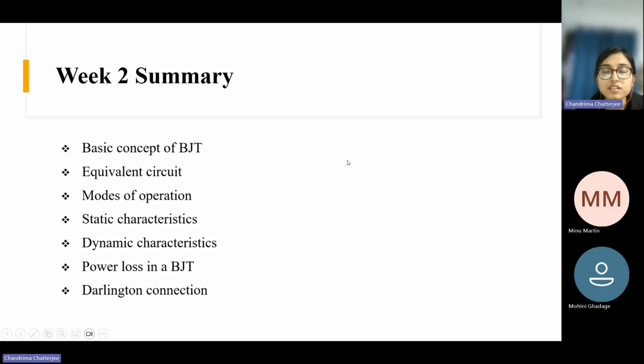Just as we discussed the different characteristics and power loss for the diode, similarly we will discuss them for the BJT as well. These are the topics that we will cover today. First, the basic concept of BJT and how it operates. Then the equivalent circuit of the BJT, different modes of operation, the static characteristics and the dynamic characteristics, the power loss in a BJT, and lastly, the Darlington connection.